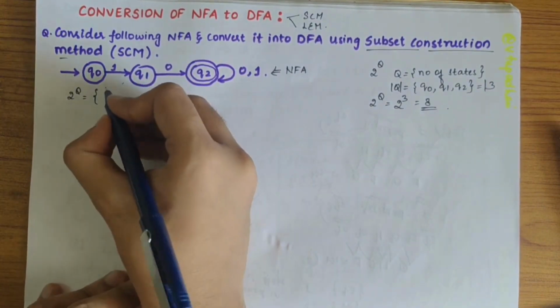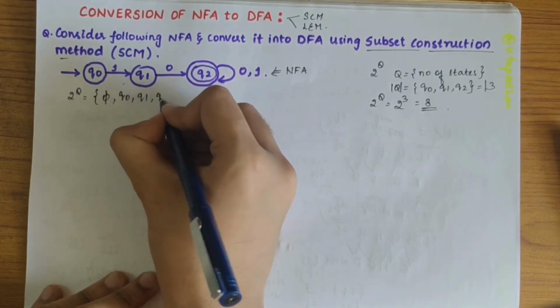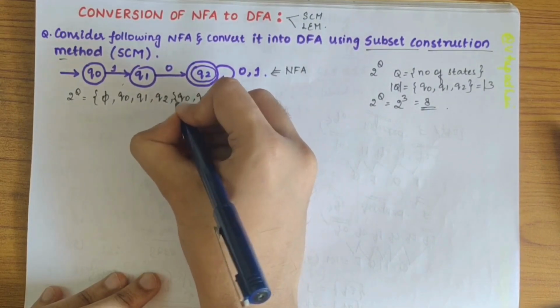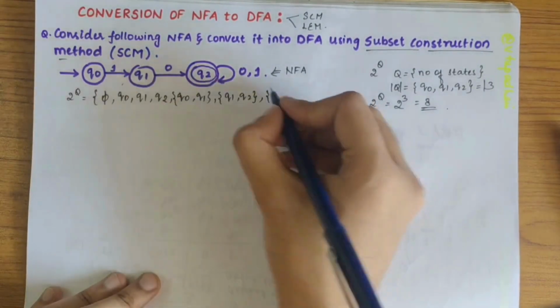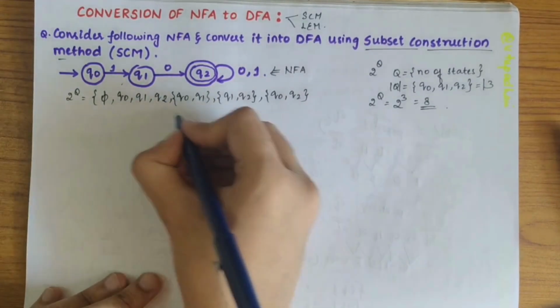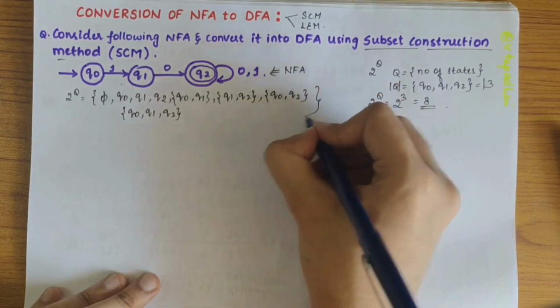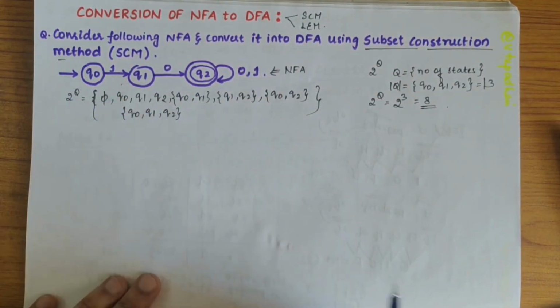So let's write what the combinations are. First, it could be null, phi. Next, q0, q1 and q2. q0, q1 is possible, right? Then we have q1, q2 possible. Then we have q0, q2 possible. And then last we have q0, q1 and q2. So these 2 power q are the possible states.